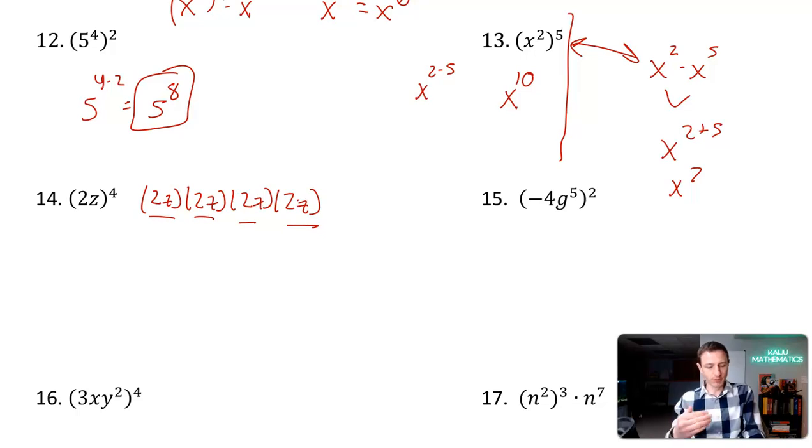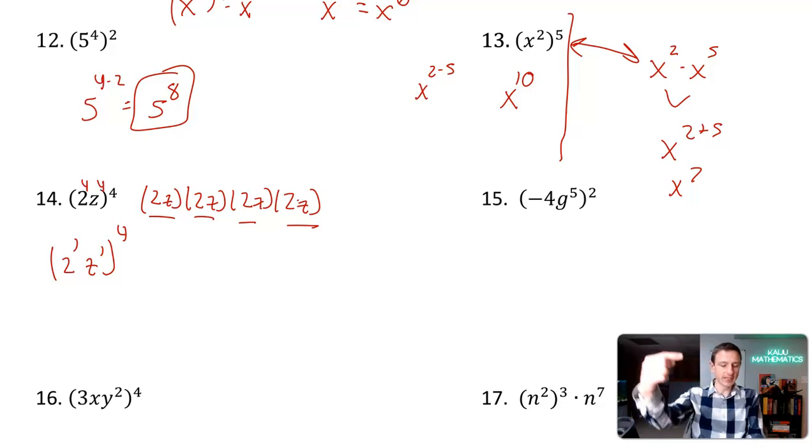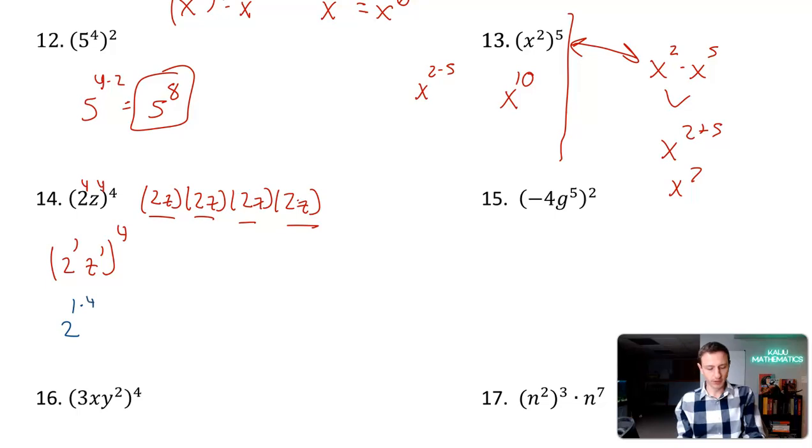So I don't want to write that all out because I don't want to use product rule. What we're doing is we're just raising 2 to the 4th power and z to the 4th power. So this is 2 to the 1st, z to the 1st to the 4th. So I'm just raising each of these to the 4th power. So this becomes 2 to the 1 times 4 and z to the 1 times 4. So each of those terms are getting the exponent of 4. And since both of these exponents are just 1 as it is, so this is 2 to the 1st and this is z to the 1st, it's just 4 times 1 and 4 times 1.